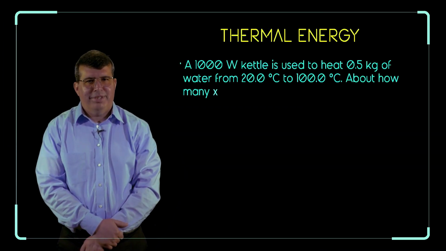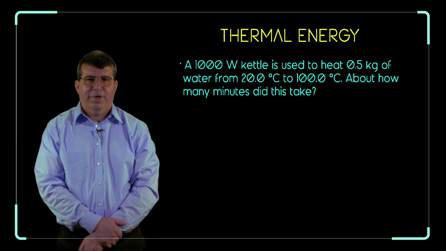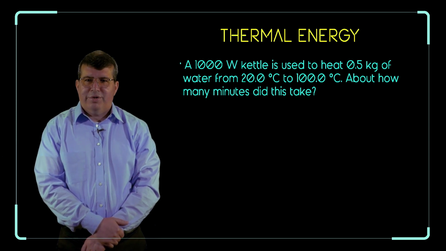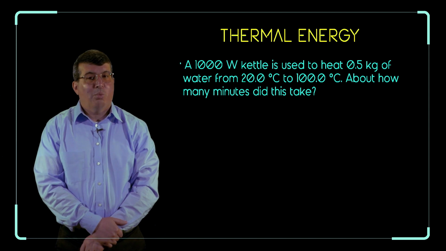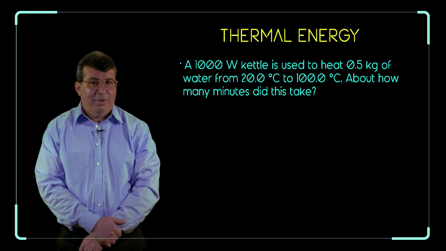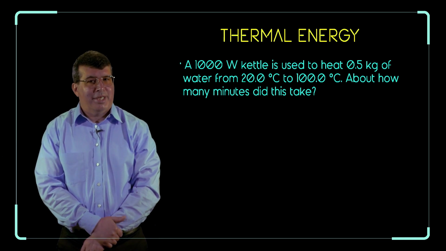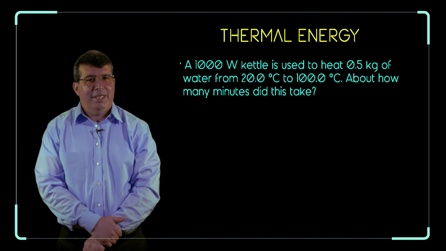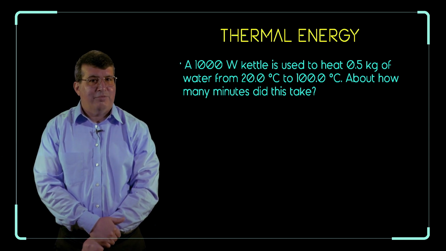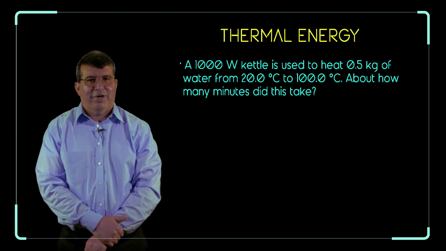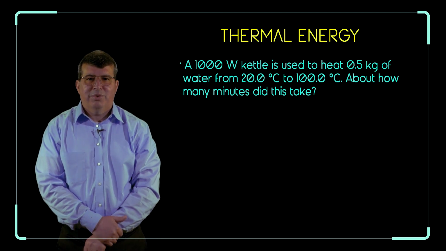Okay, here's another question. A 1,000 watt kettle is used to heat 0.5 kilograms of water from 20 degrees C to 100 degrees C. About how many minutes did this take? Now first, remember that when we're talking about 1,000 watts, we're talking about power. So this is going to be a question where you have to use power. And remember that power is heat divided by time. So that's how we're introducing time into this. Power is heat over time. So the first thing you have to do is figure out how much heat it took to heat 0.5 kilograms of water from 20 degrees C to 100 degrees C.